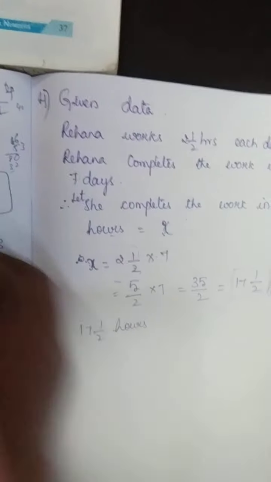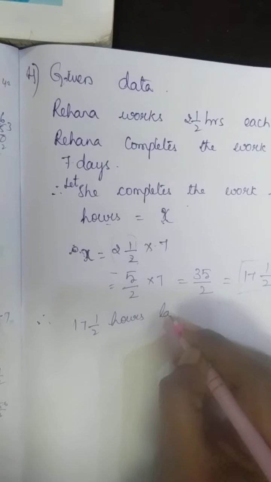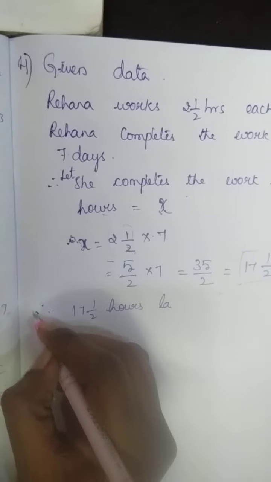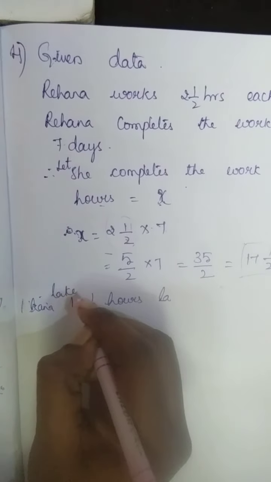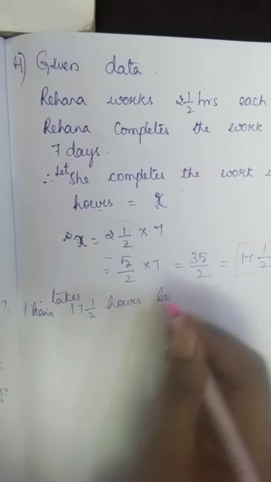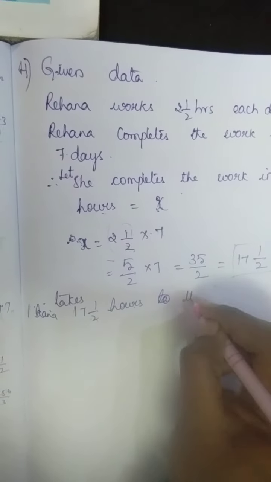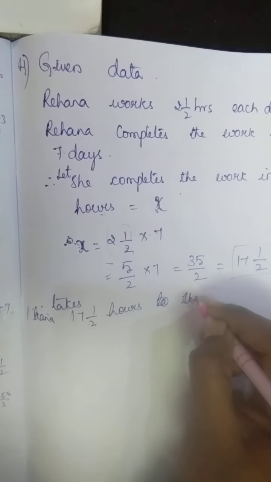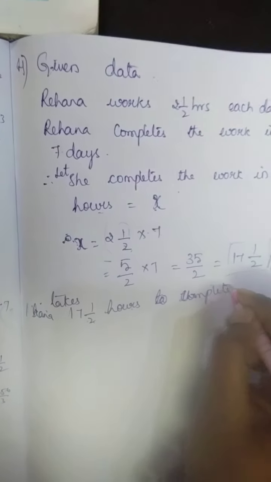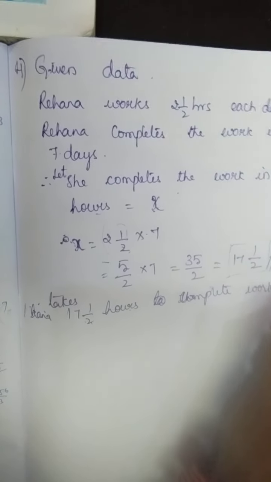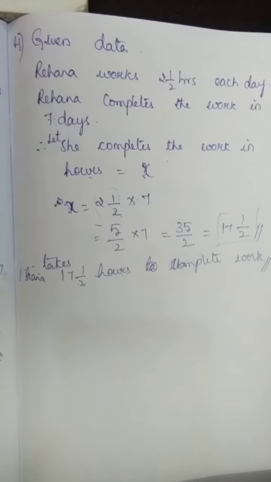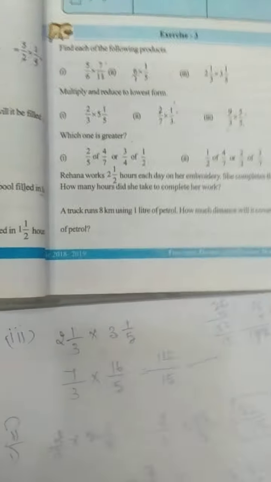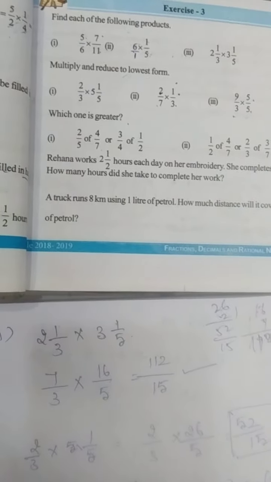Write down here, Rehana takes 17 1/2 hours to complete the work. Write it down like this. This is your conclusion, the result of your solution. Clear? Same. Next, see the fifth question.